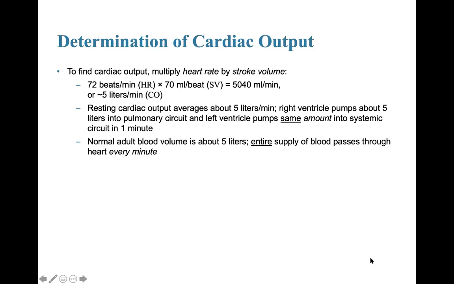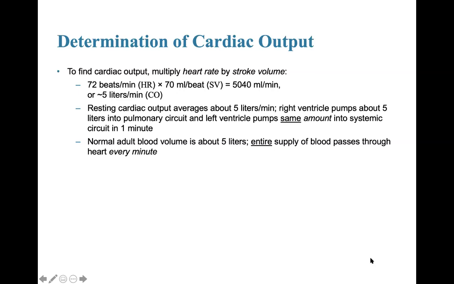To find out the cardiac output, you want to multiply the heart rate by the stroke volume. So if we have 72 beats per minute, which is your heart rate, times 70 mils per beat, which is your stroke volume, that comes out to about 5,040 milliliters, or about 5 liters per minute, which, if you guys remember from the blood chapter, is about as much blood that exists in the body. So your blood pretty much circulates through the entire body every single minute.